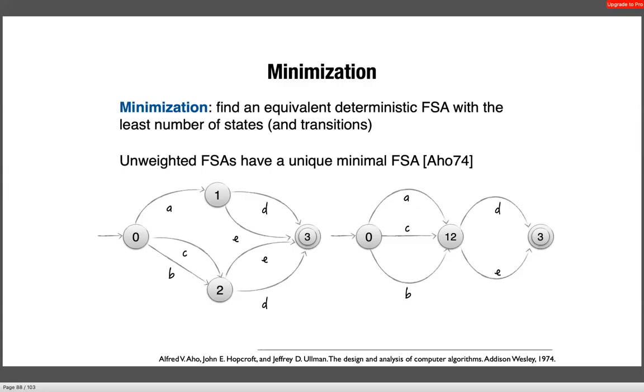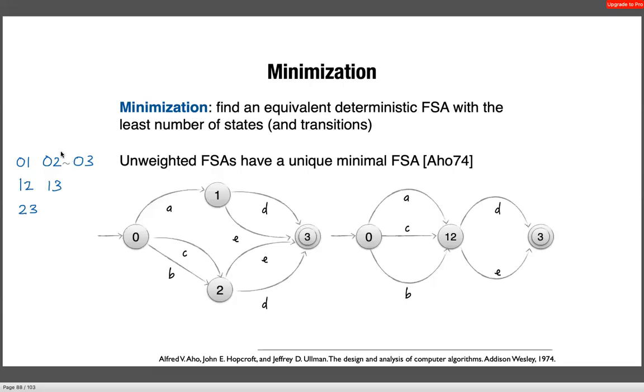Okay, so how you can start this algorithm off is that you write down a table of all the pairs of states. Let's work this out for this particular example. All the pairs of states: you'll have 0,1; 0,2; 0,3; 1,2; 1,3; and 2,3. These are all the pairs of states.